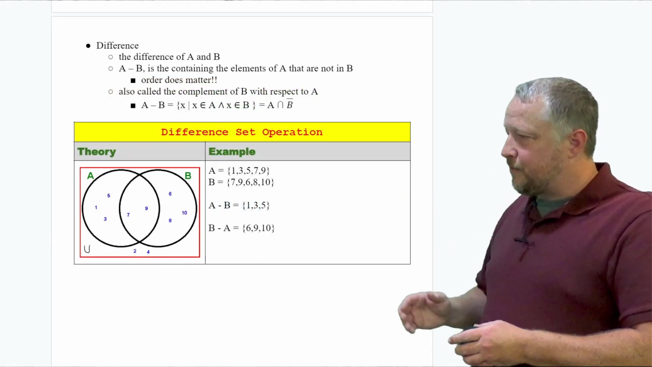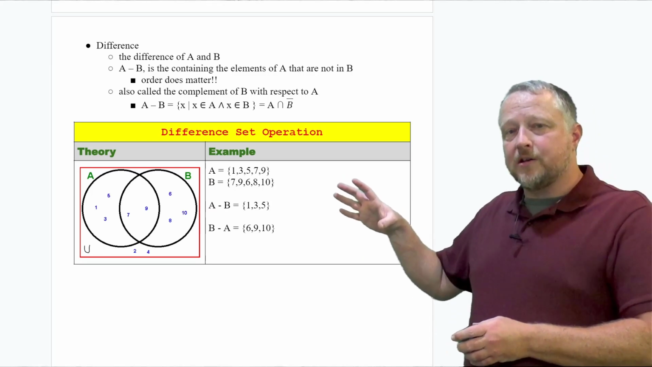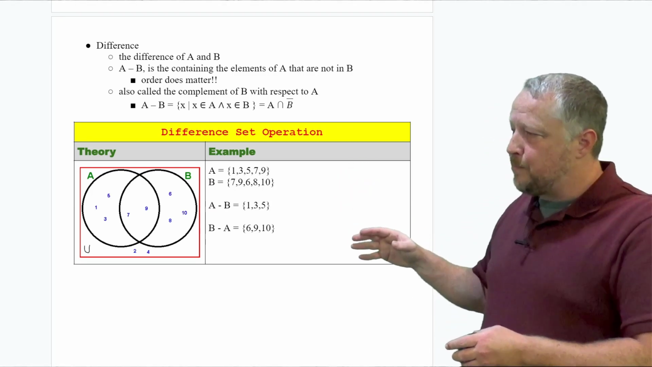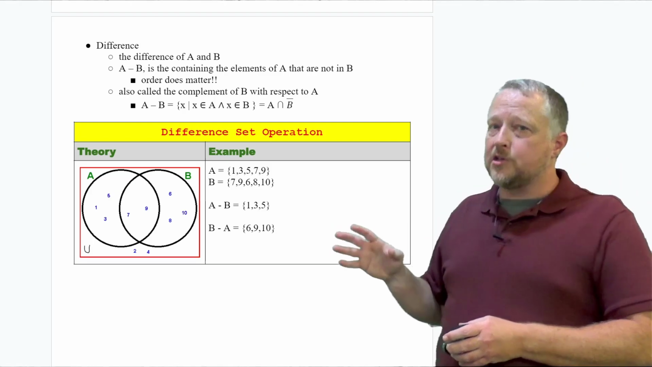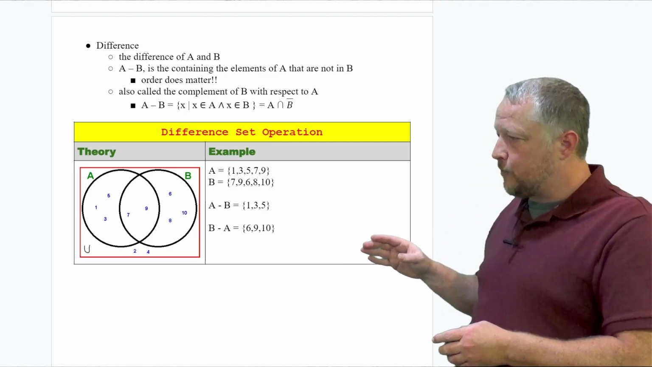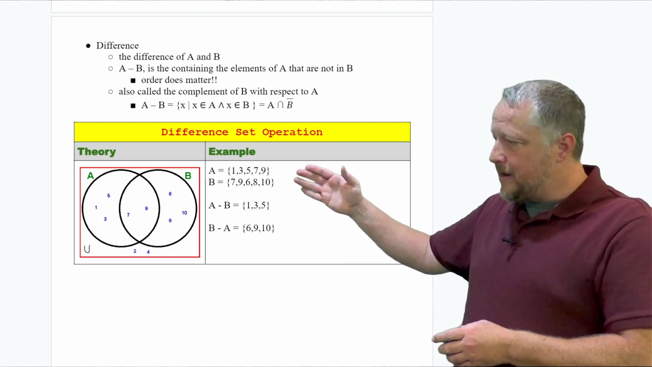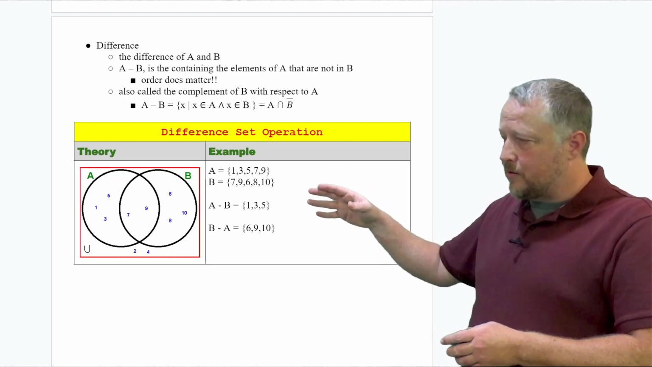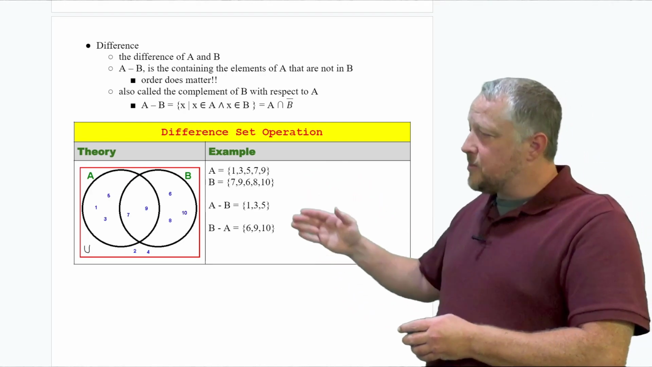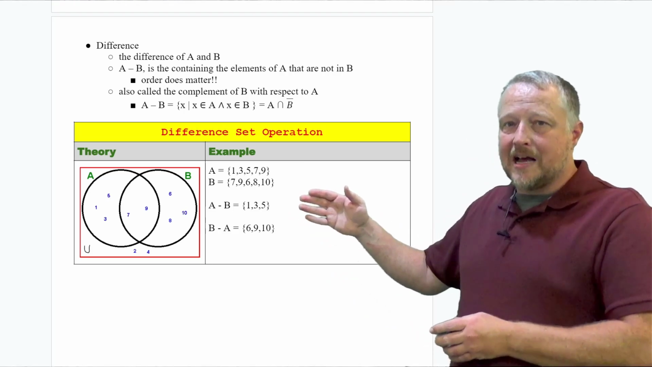Next one is the difference. And the difference in this particular example is the difference of A and B. Now, the bad part is the order does matter on this one, so you have to be very, very careful about it. Here is our A, here is our B. There's nothing crazy from the other examples. It's asking what's in B that is not in A.